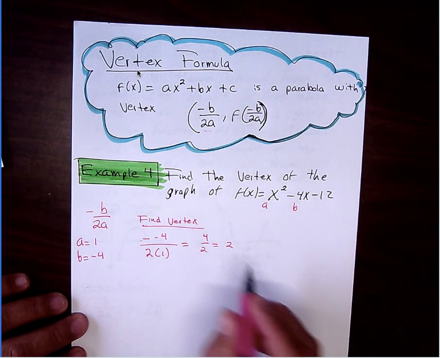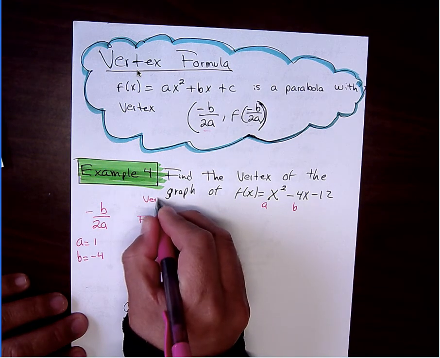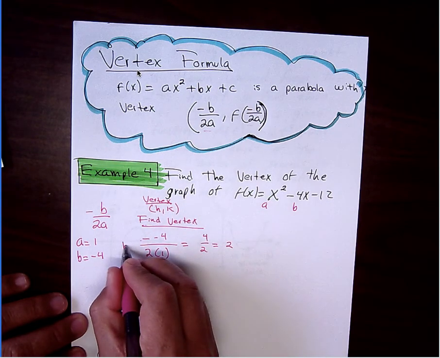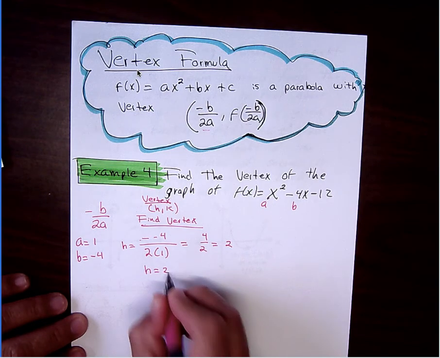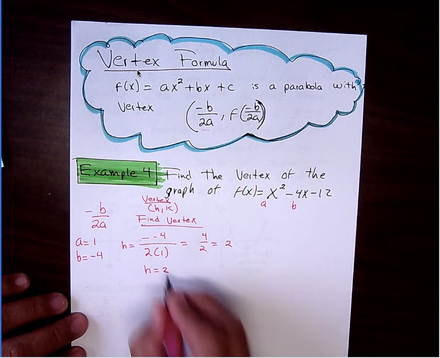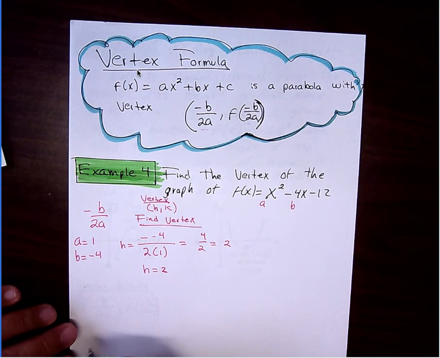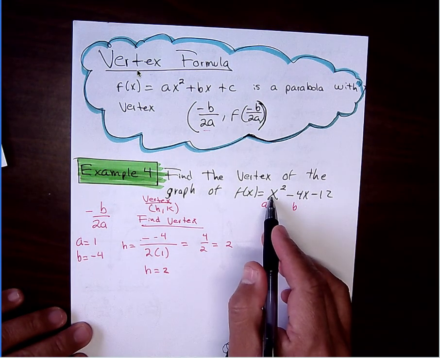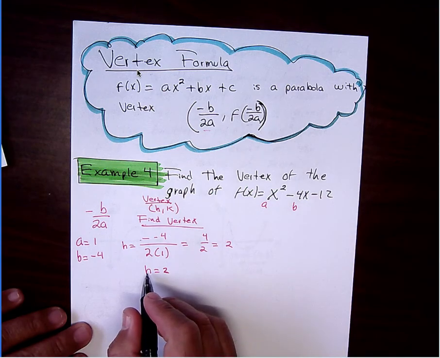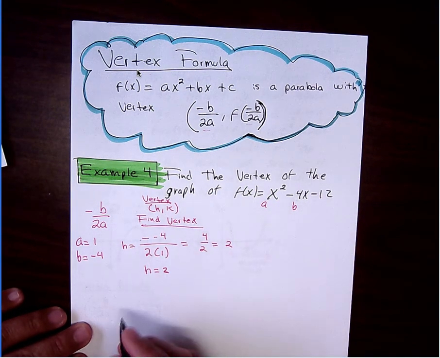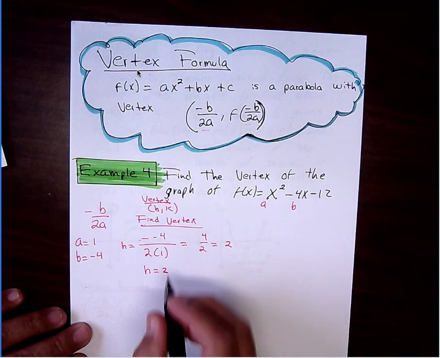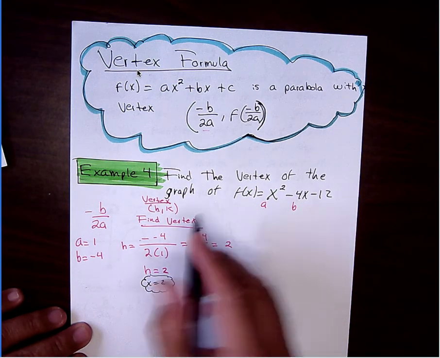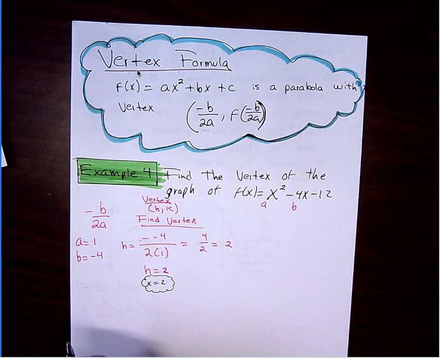So remember, for the vertex, this is how it looks. It has an h and a k. So here we found the h. So h is equal to 2. We found the h. So now what's the next step? We need to substitute that h into this to find the k. In different words, the h is basically the x. So this is also the same. I'll make a note here on the cloud, x equals 2. The h would be the x.